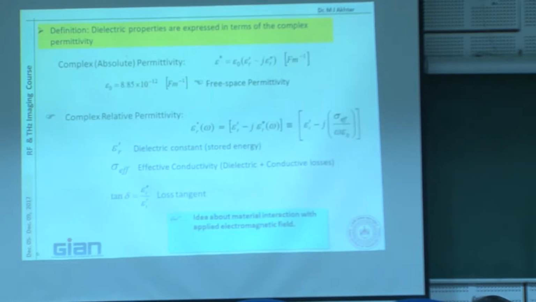So this is the main parameter for the non-magnetic medium, what we call the permittivity. Sometimes it is important that we define the imaginary part as the effective conductivity, to say that the medium can have both dielectric and conductive losses. So this is just the mathematical expression.